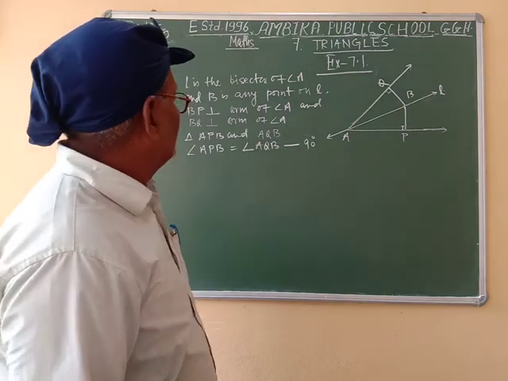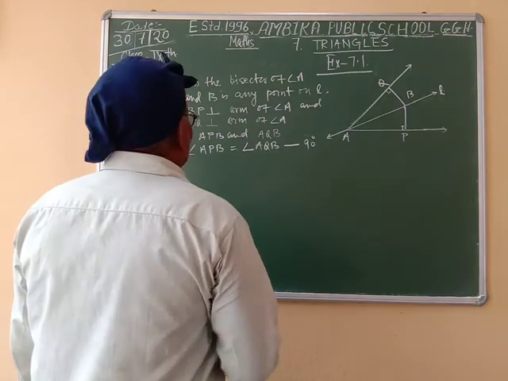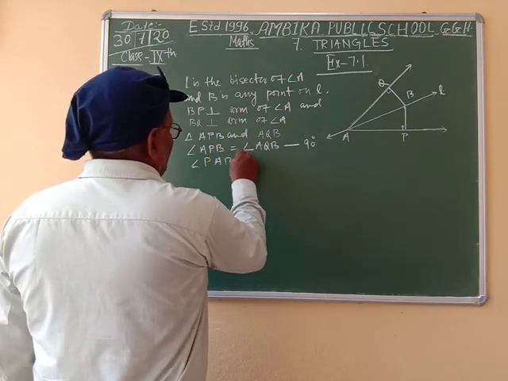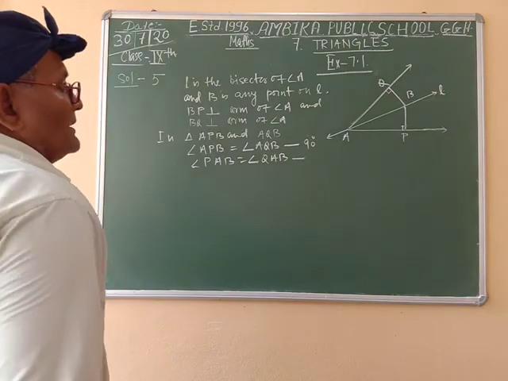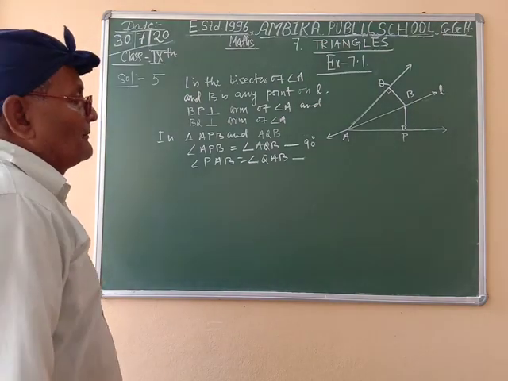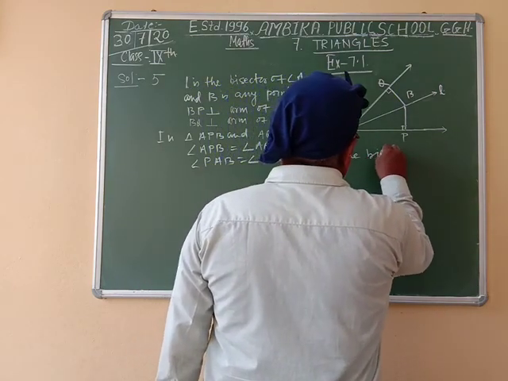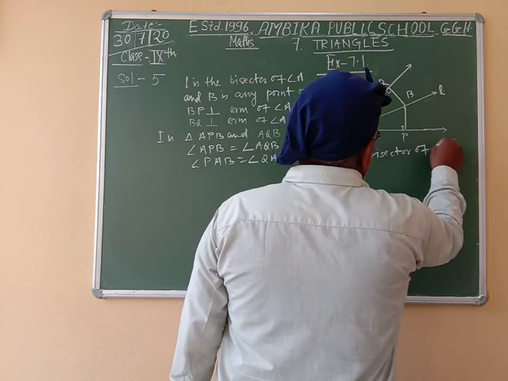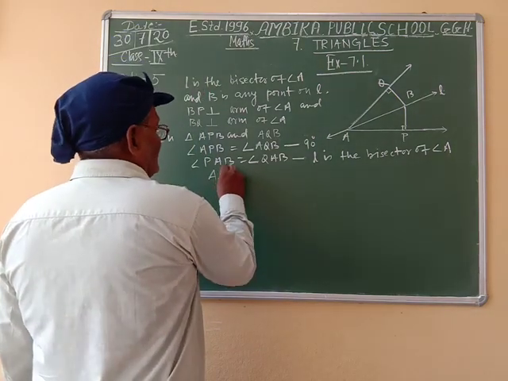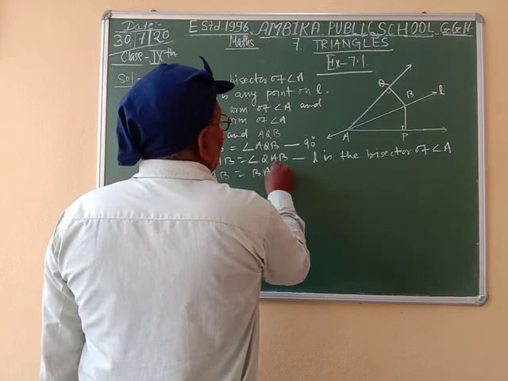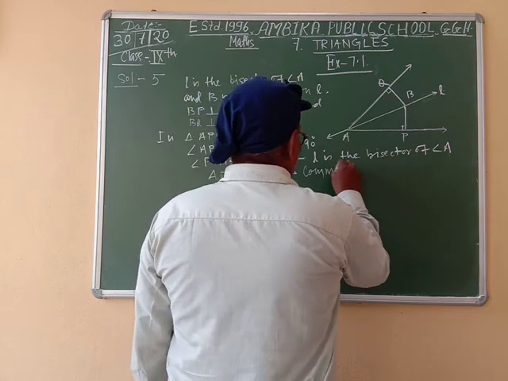Angle PAB is equal to angle QAB, because L is the bisector of angle A. And AB is equal to BA, the common side of triangles APB and AQB.